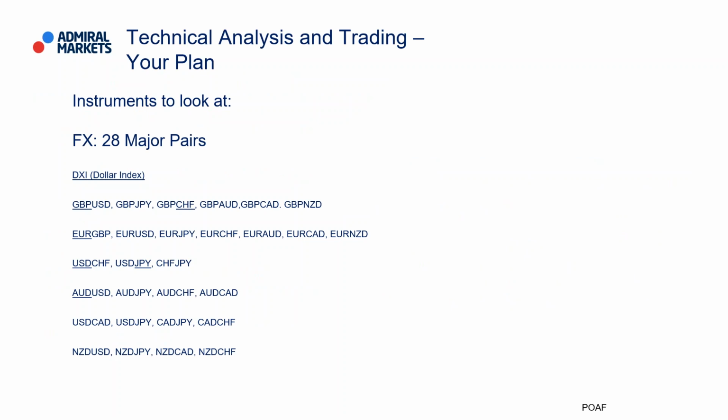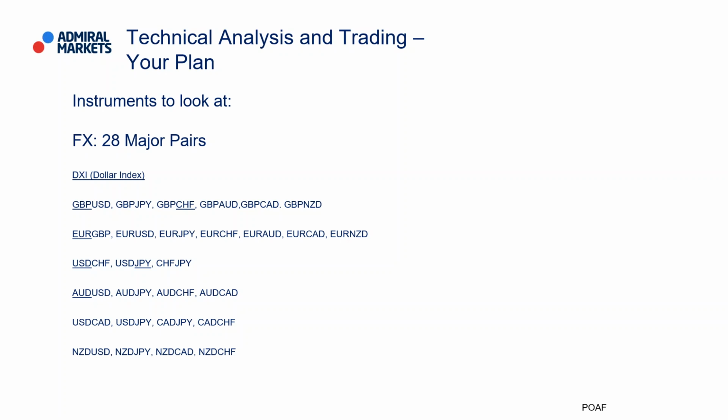So, we've talked about looking at the asset classes that are of interest to us. Today, we're going to focus on the FX pairs. What we look at is the dollar index, and then we have the 28 other major pairs that you can see there, made up of the 8 major currencies. So we've got pound dollar, pound yen, pound against the Swiss franc, pound against the Aussie, pound against the Canadian dollar, and pound against the New Zealand dollar.